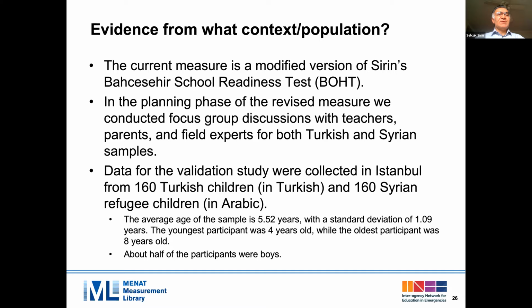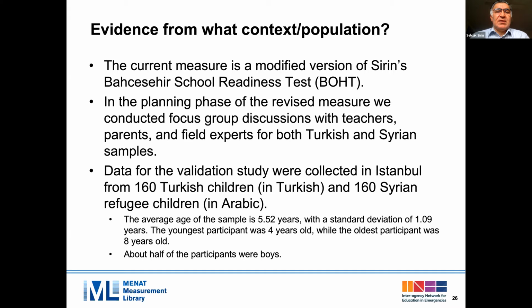So the original test, we have a lot of data showing that the first 6 components really work, which wasn't that hard to establish. But with this new phase, the revised version, we are working in 2 different languages, with Turkish and Syrian samples. In each case, we have 160 participants in the pilot study: 160 Turkish children, 160 Syrian refugee children. They are all in Istanbul, in Başakşehir, a small section of Istanbul. We want to keep the context similar. The circumstances, parents' SES are not that different. It's a low-income section of Istanbul.